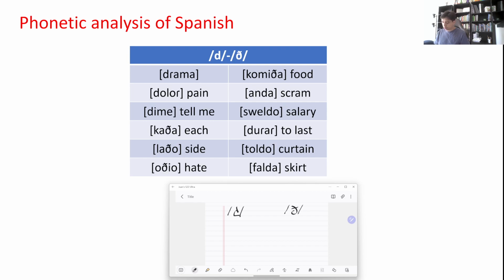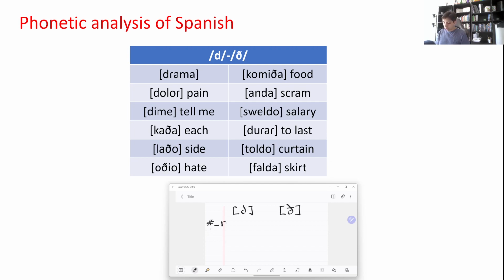So these are allophones of D, right? Excuse me, I have to do this correctly. Let's do this like this. D and D. Okay. So the first one is drama. We can see that drama is at the beginning of a word, right? Then we have drama. Oh, excuse me, the R.